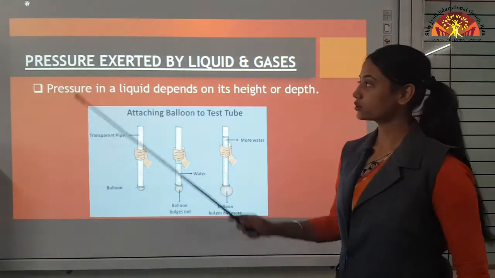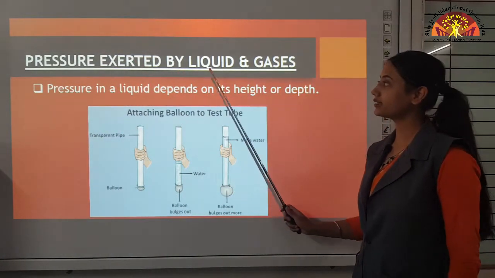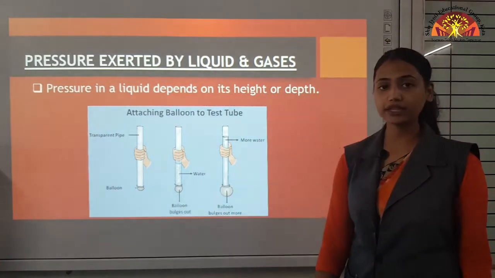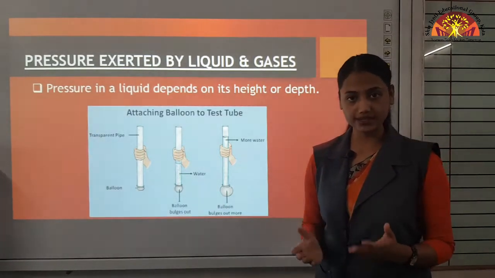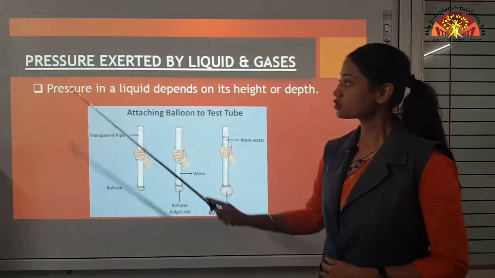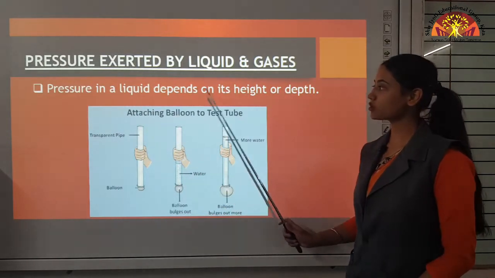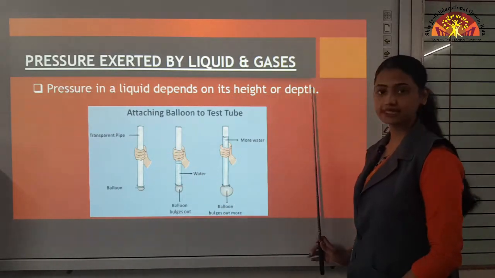Now let's talk about pressure exerted by liquids and gases. We know that liquids and gases are fluids, meaning they can flow easily. So pressure in a liquid depends on its height or depth.